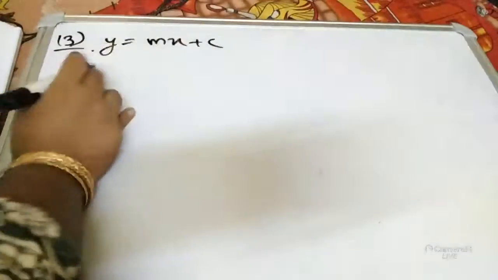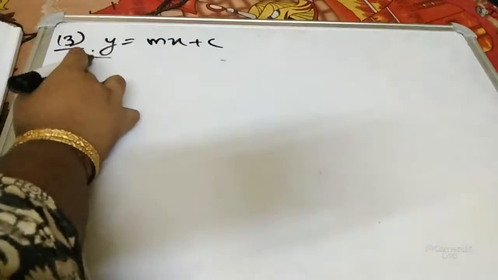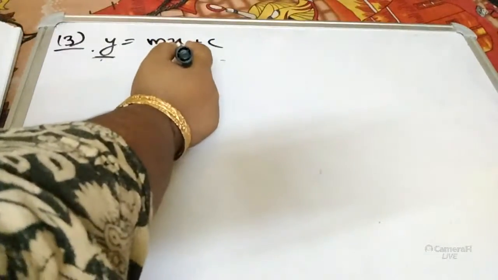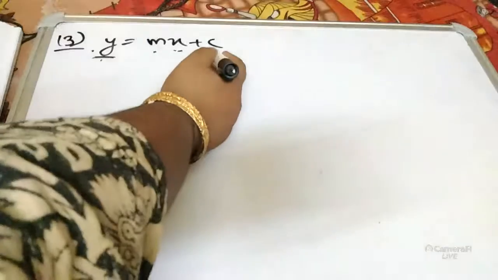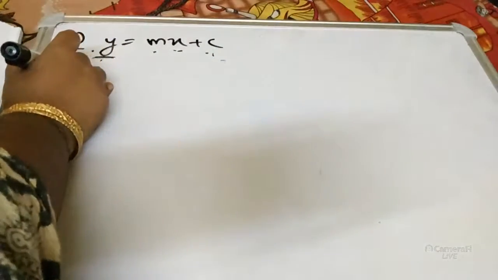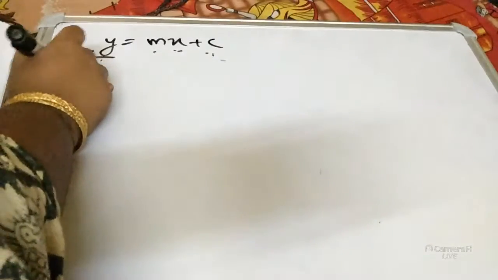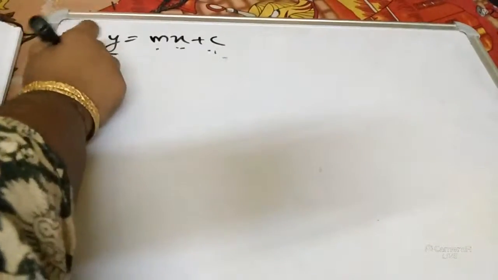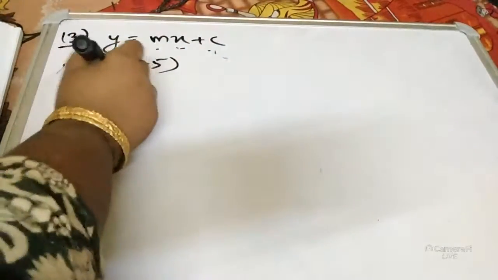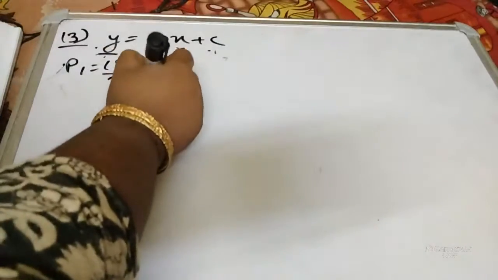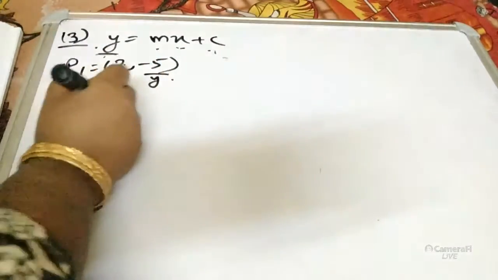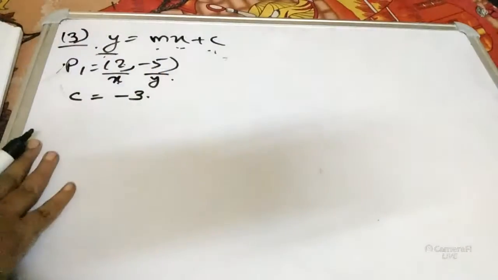The general equation is y equals mx plus c, where y is the y coordinate, m is the slope, x is the x coordinate, and c is the y-intercept. In this given sum, the point given is (2, -5). So the value of x is 2, -5 is your y, and the y-intercept is given to be -3.